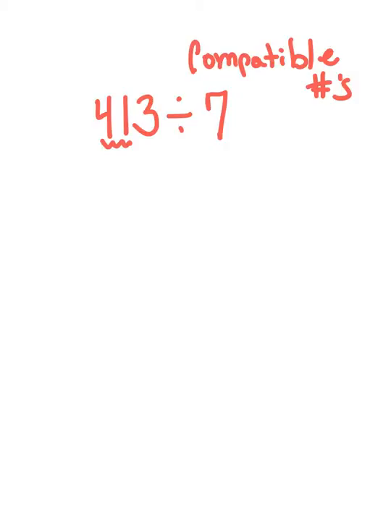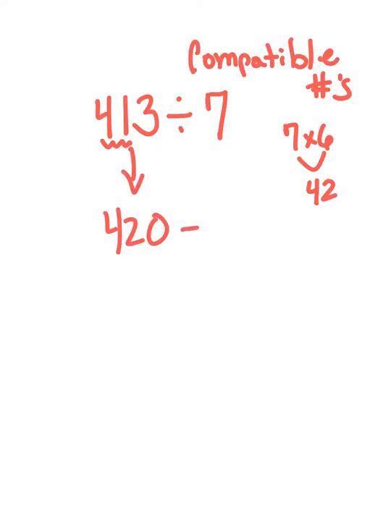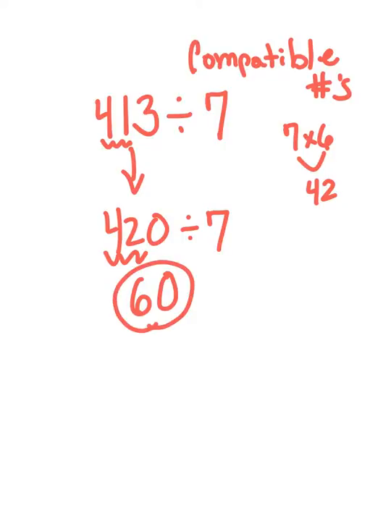And I can list all my facts. 7 times 1, 7 times 2. And I remember that 7 times 6 equals 42. So I can estimate 413 to 420 and divide it by 7. And I can do this all mentally because 7 goes into 42 6 times, and then add the 0. So I have an estimate of 413 divided by 7 would be 60. It's not an exact, it's an estimate. And that's why using compatible numbers are so great.